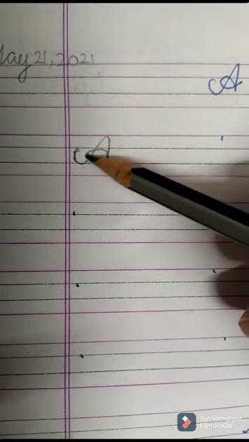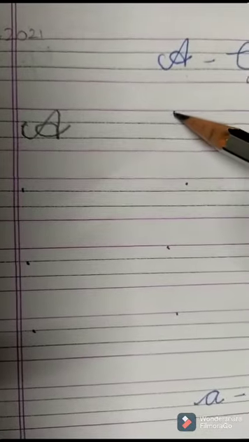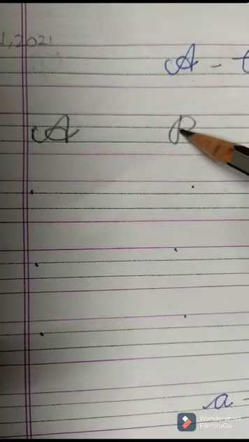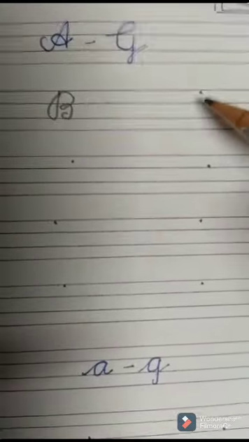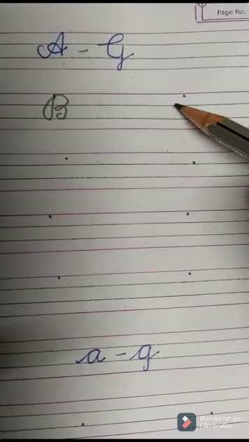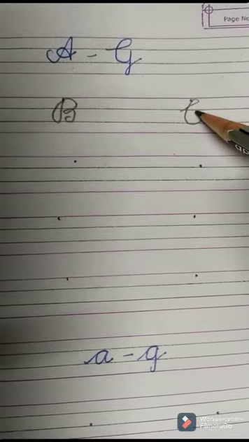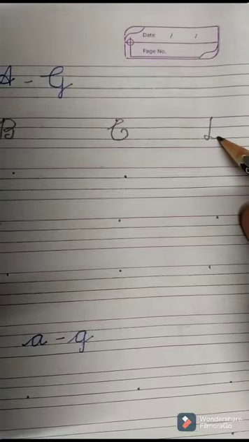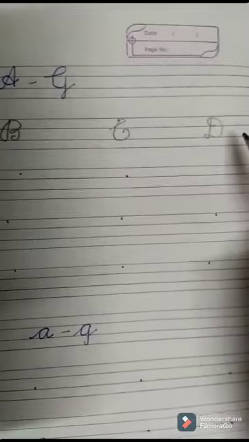Capital cursive A. A for apple. Capital cursive B. B for ball. Capital cursive C. C for cat. Capital cursive D. D for dog.